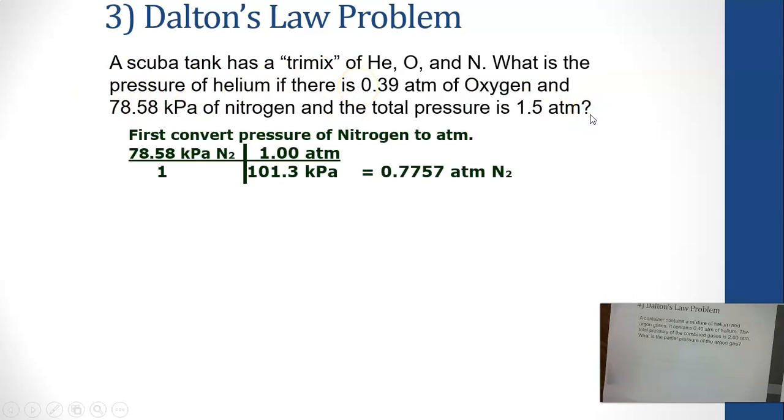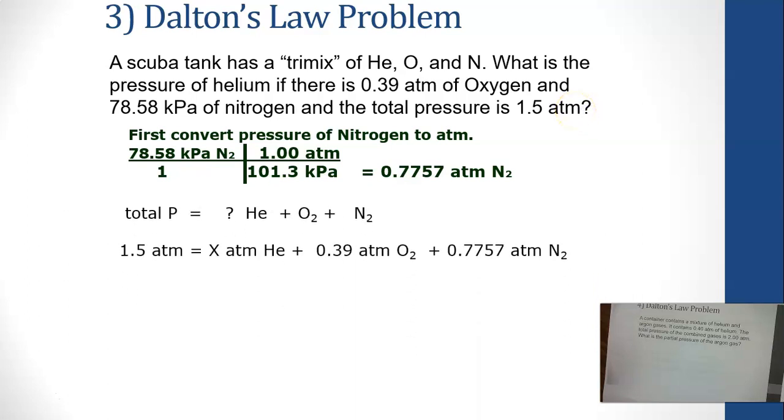Okay, first thing you need to do, convert kilopascals into atmospheres. You're going to use that conversion factor. 1 atmosphere is equal to 101.3 kilopascals, and I get 0.7757 atmospheres of nitrogen. I can sub that in now. Okay, I now have my atmospheres total pressure. I have the pressure of the oxygen, pressure of the nitrogen. Now I can find the helium pretty easily, right?